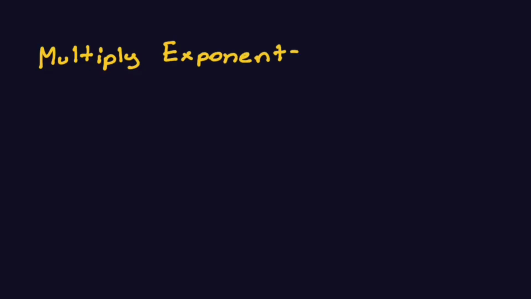So when we're multiplying exponents together, let's say we had a to the b times a to the c. So if you're given a problem like this, where you're multiplying two numbers with exponents together, this is going to equal a to the b plus c power.